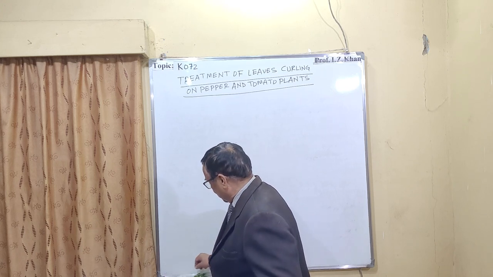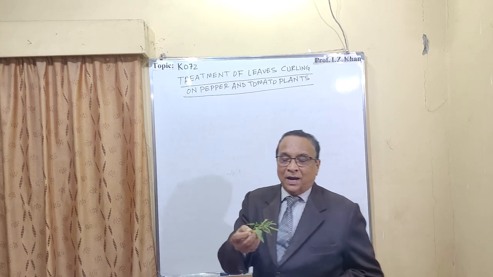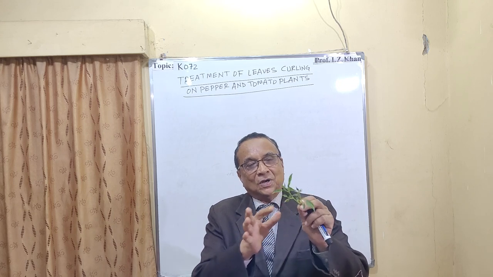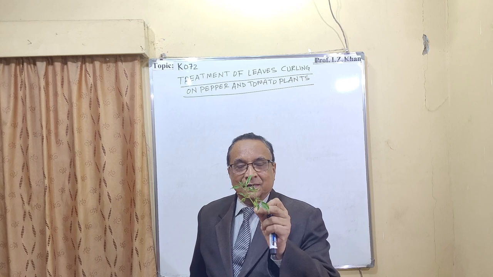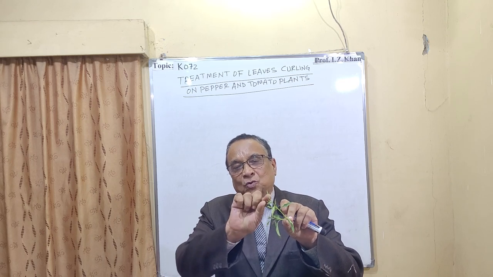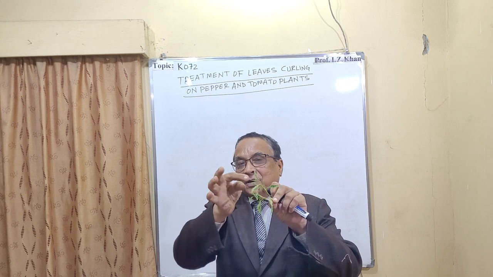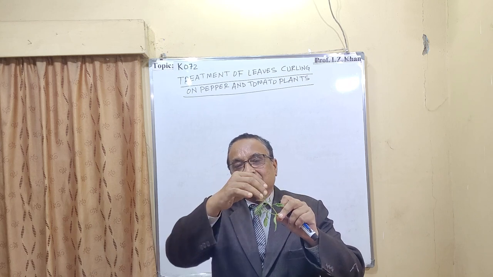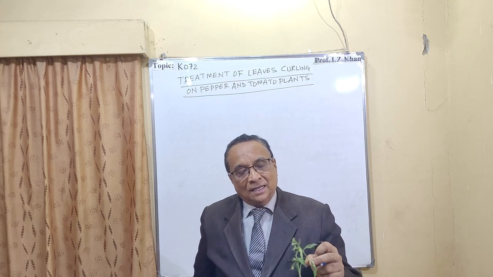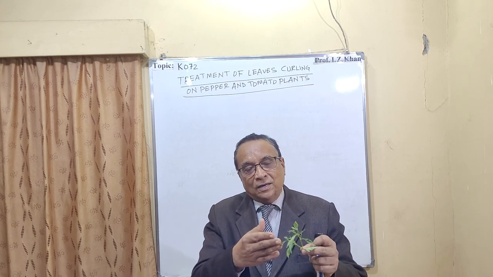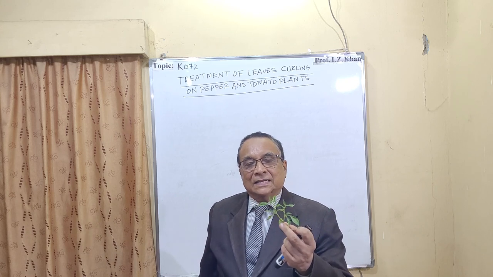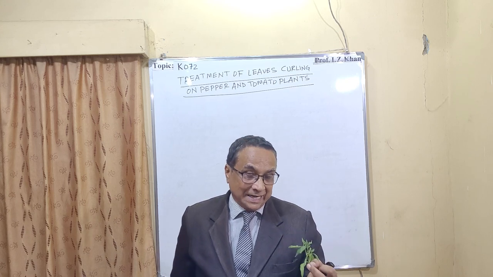For example, I am showing you, I have taken one branch here. This is a pepper branch, and all the leaves are curling to the upward side, upward direction, all the leaves are curled. And if it is downward, then that is mite or thrips. So this type of curling is due to these insects.